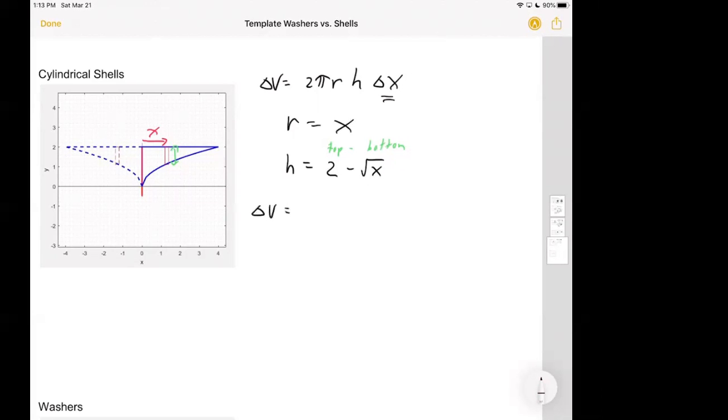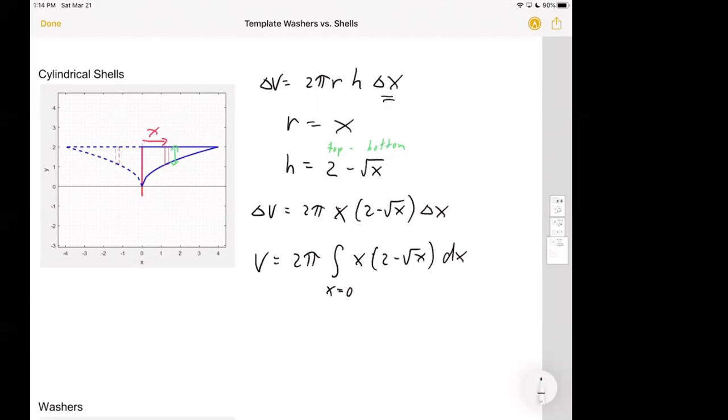Delta V is equal to 2 pi. Instead of r, we can write x. Instead of h, we can write the quantity 2 minus the square root of x, delta x. We can turn that into a volume integral. Let's put the 2 pi in front, and we will be integrating the integrand x times the quantity 2 minus the square root of x dx from x values of 0 out to x values of 4.